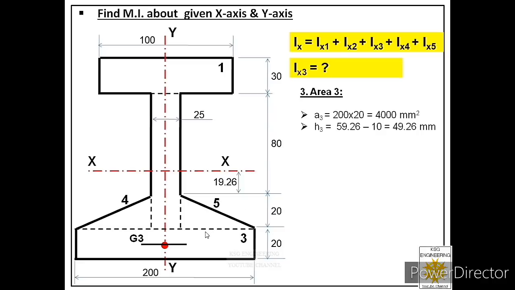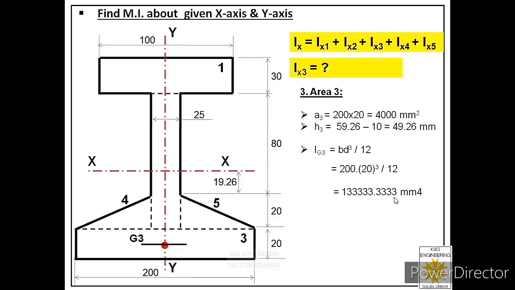Now, after finding H3, the next step is we should find the area moment of inertia of area 3 about its own centroidal axis, that is called Ig3 in this case. It is a rectangular area, so the formula will be BD cube by 12. Parallel to the centroidal axis, we have this side of the rectangle, that is 200. So in this case, 200 is B and D is 20. So we'll say 200 into 20 cube by 12. So we'll get the value of Ig3.